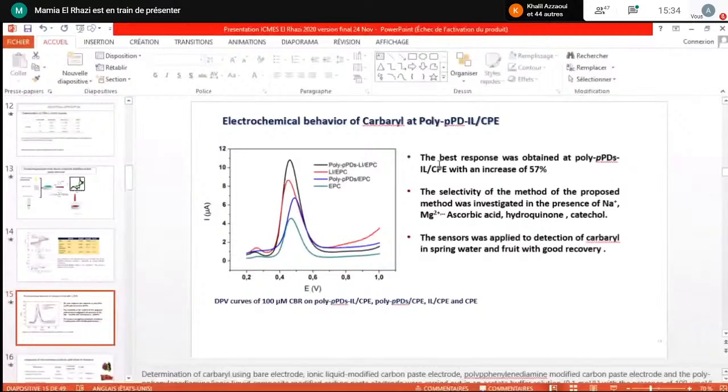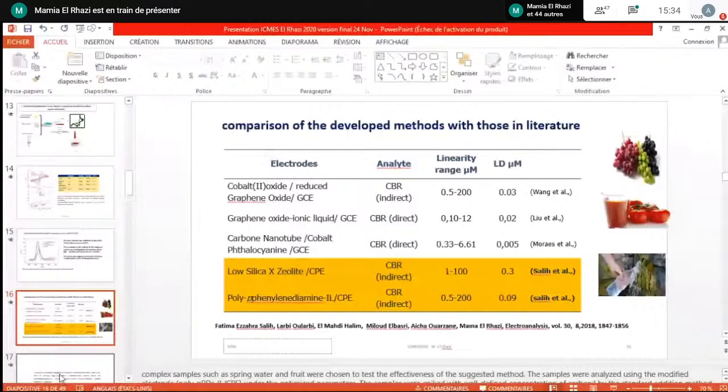So if we compare the developed method with those in the literature, we can see that the modified electrode with silica, zeolite, and with polymer ionic liquids can give a very good response with a very low limit of detection, and the technique can be tested in different kinds of food matrix, also tomato, grapes, and also in water.